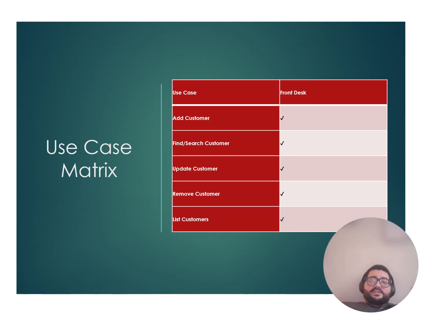So this slide here shows us our use case matrix. So this is going to be a front desk role, right? We should be able to perform the following procedures: add a customer, find or search, update customer, remove customer, and list customers.